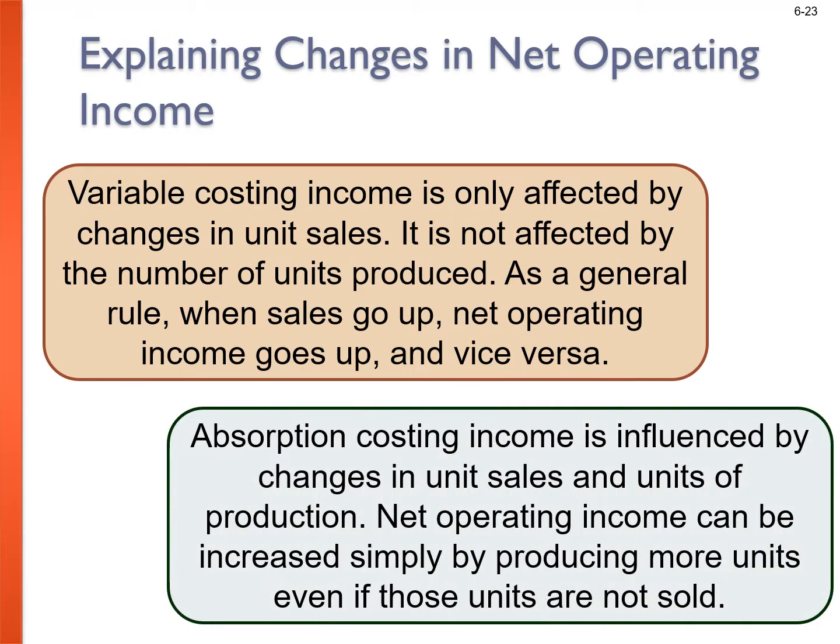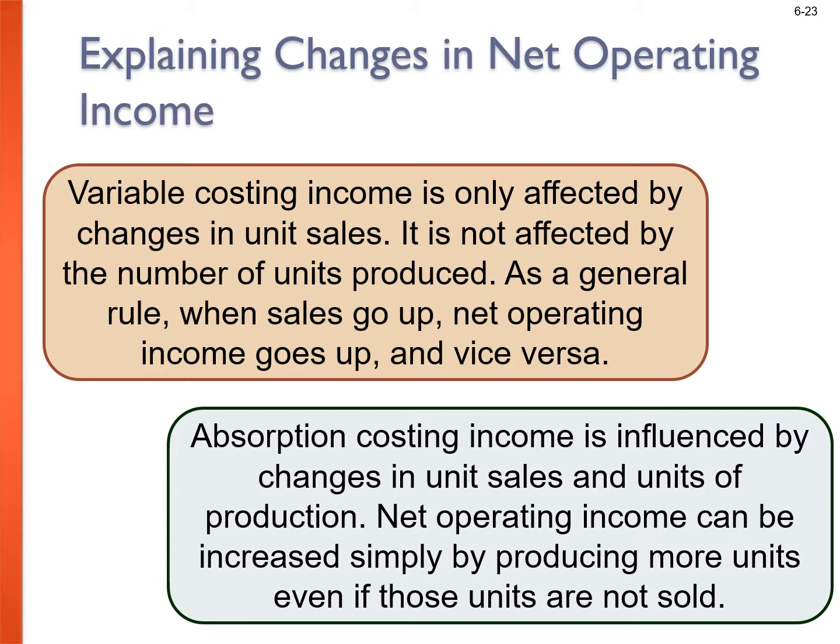So variable costing income is only affected by changes in unit sales. It is not affected by the number of units produced. As a general rule, when sales go up, net operating income goes up and vice versa, because of the way we use variable costing and the expenses included in the product cost. Absorption income is influenced by changes in unit sales and units of production.